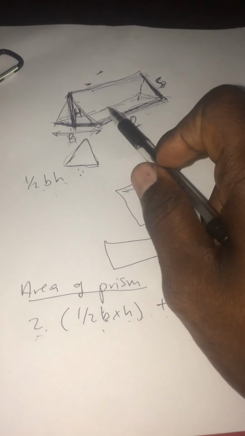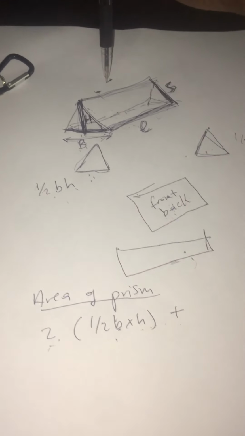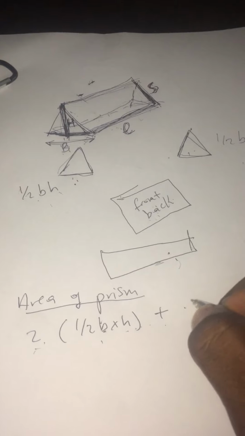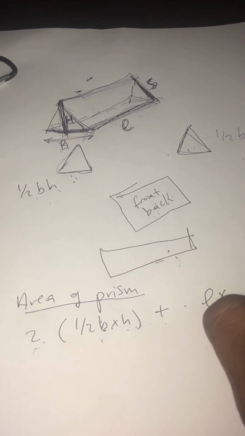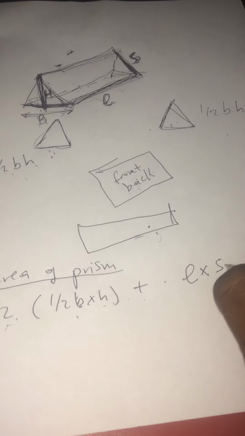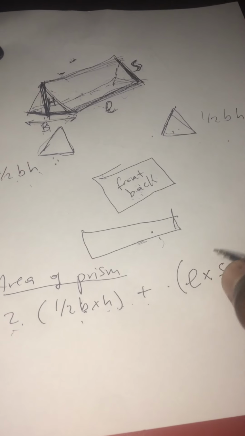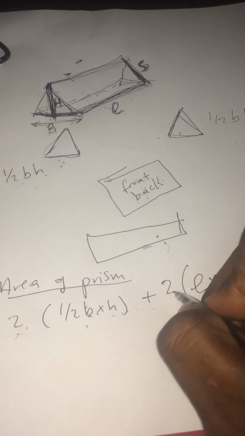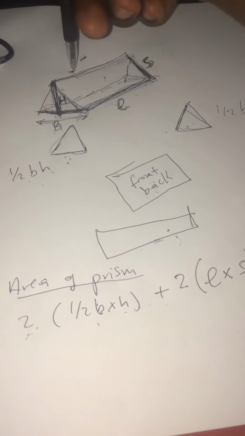So now we're going to add this rectangular face here at the front and at the back. So to find that rectangular area, we know it's going to be length times side, because you know the area of the rectangle is length times width. And we're going to times it by 2 because there's a front rectangle and a back rectangle.